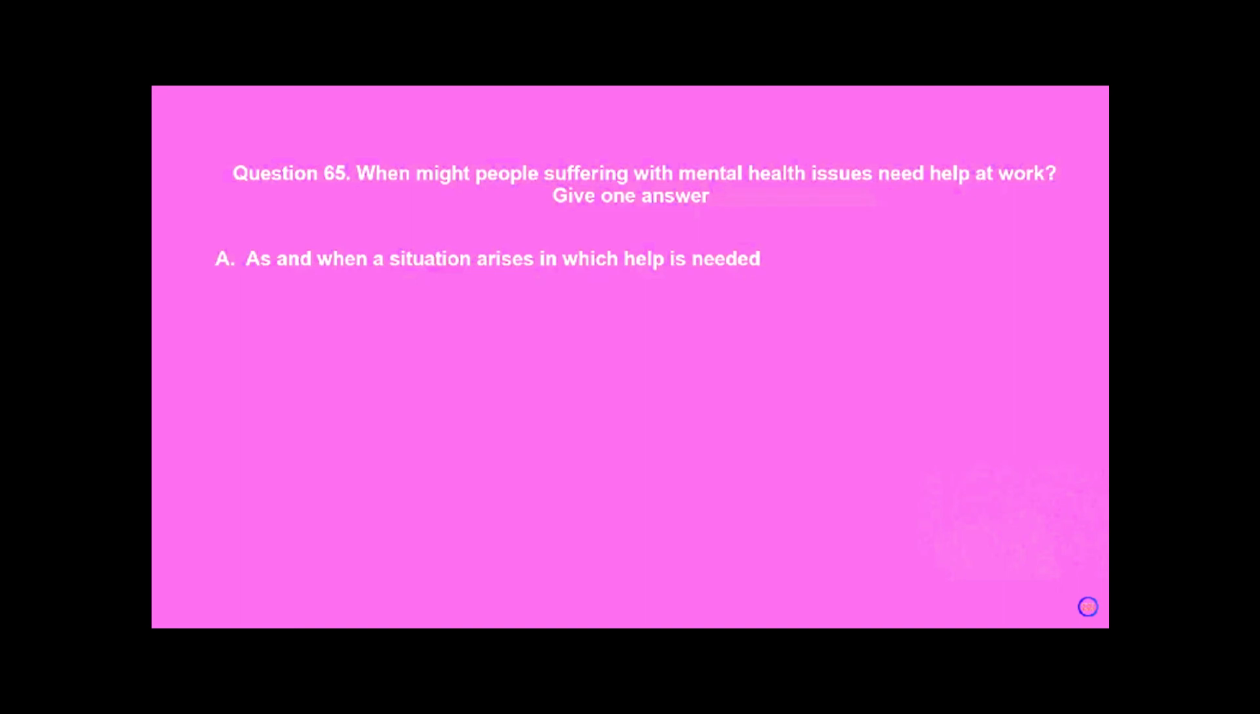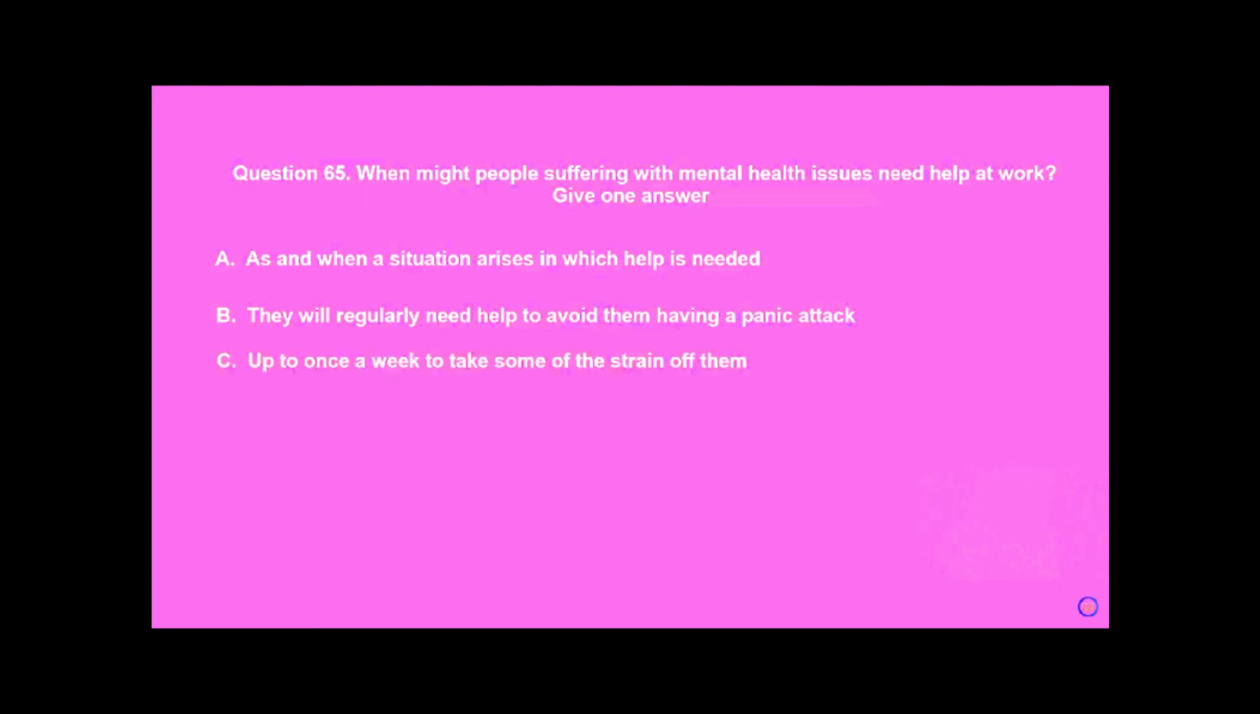B. They will regularly need help to avoid them having a panic attack. C. Up to once a week to take some of the strain off them. D. When their site supervisor or manager says so. The correct answer is A. As and when a situation arises in which help is needed.